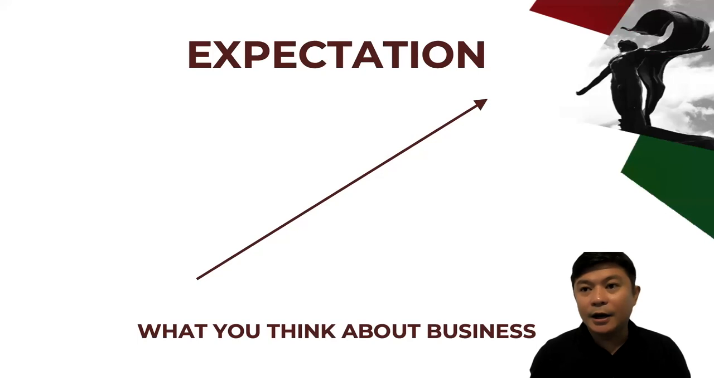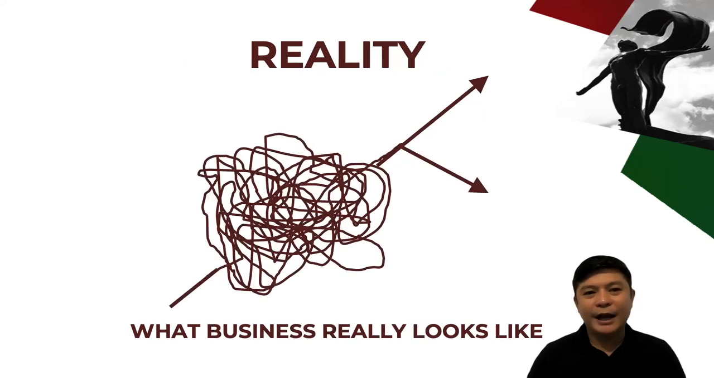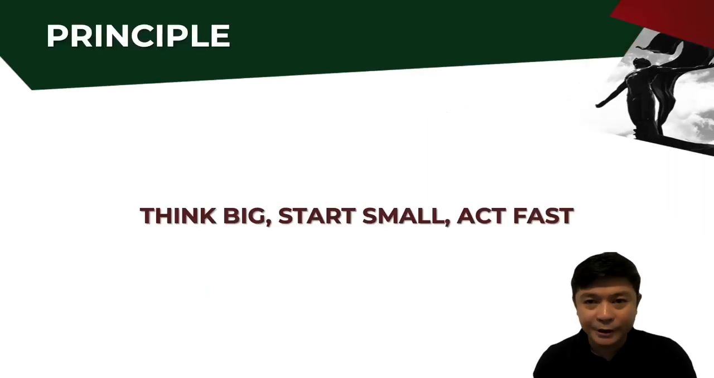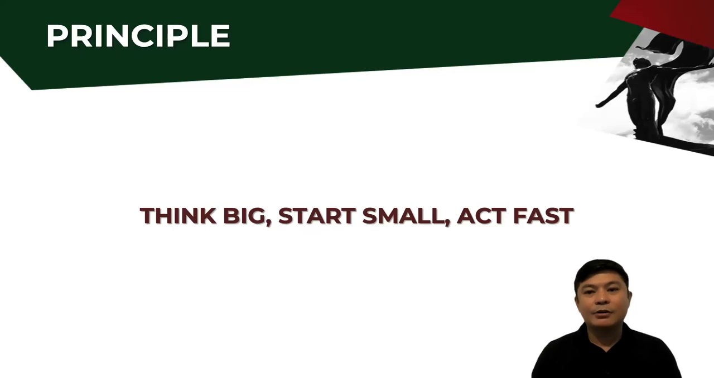So just to recap, the expectation is not a straight line. It's not a linear upward sloping line. In the true execution of a business, there are many failures, there are many detours. The trick is how you can navigate through uncertainty and failures. And that can be summarized by this principle that I usually teach in the course, which is to think big, start small, and act fast.